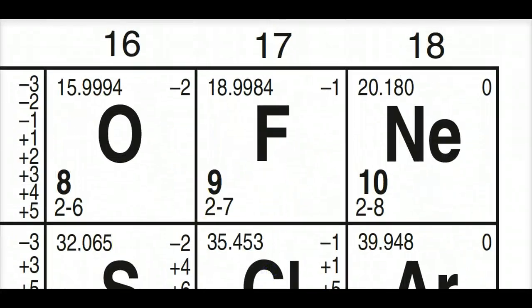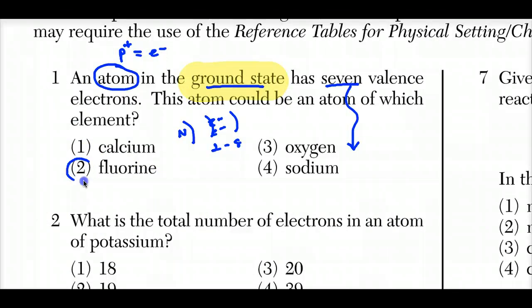Let's go back to the question. And there is my answer. Fluorine is 2-7, 2 electrons in the first shell. Instead of having 8, it's got 7 electrons on the outermost shell. So number 1 is 2. Number 2.